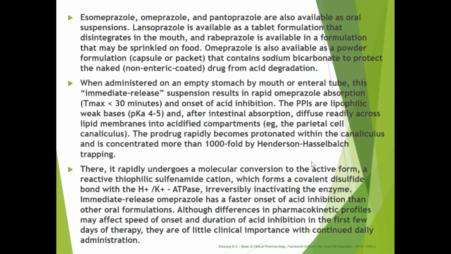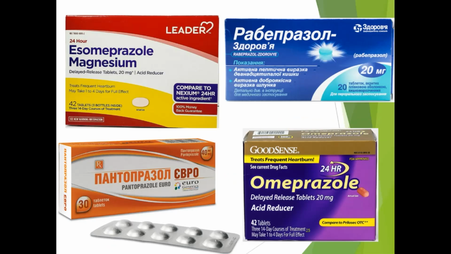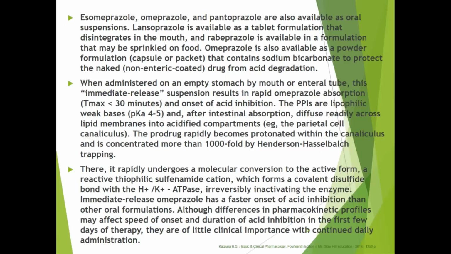Esomeprazole, rabeprazole, omeprazole, and pantoprazole are very effective drugs for the treatment of gastritis and ulcer of the stomach. Lansoprazole is available as a tablet formulation that disintegrates in the mouth, and rabeprazole is available in formulations that may be sprinkled on food. Omeprazole is also available as a powder formulation, in capsules or packets, and contains sodium bicarbonate to protect the naked non-enteric coated drug from acid degradation.